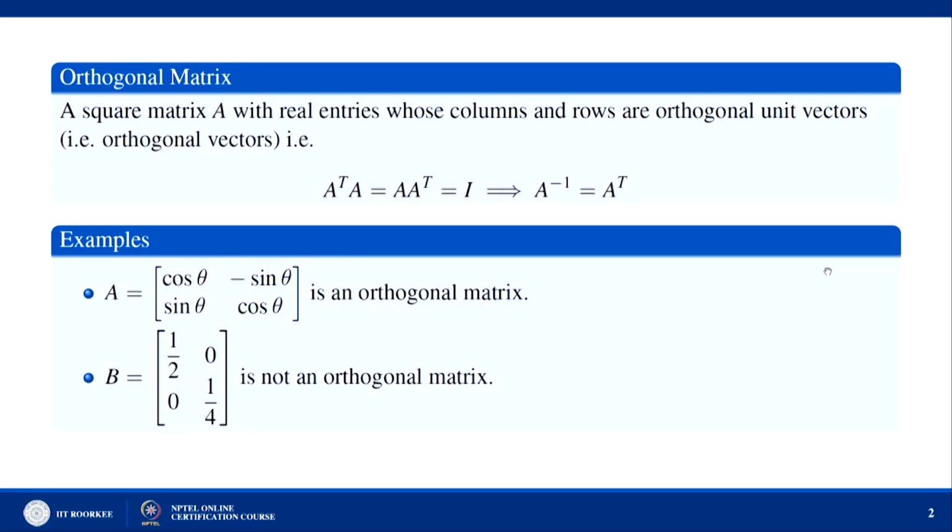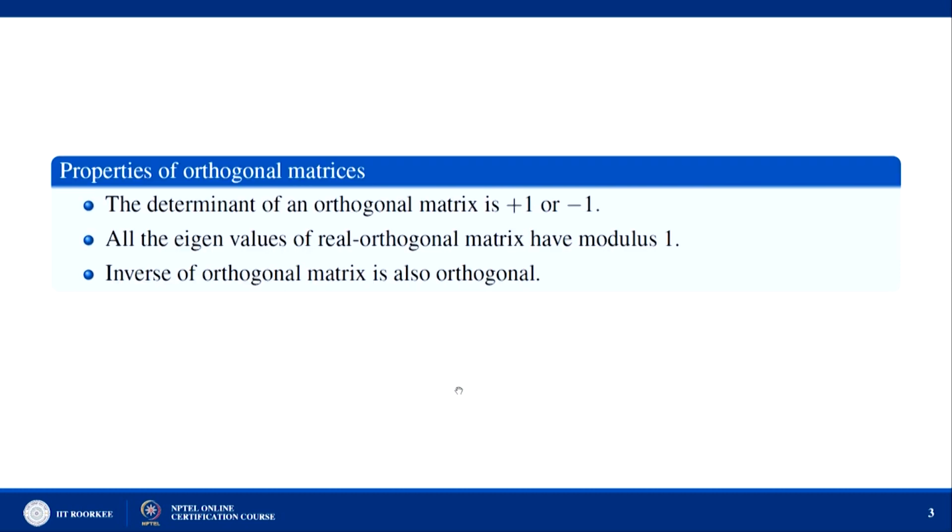However, if you see the second example and take B into B transpose for this matrix, it is not an identity matrix. So, this matrix is not an orthogonal matrix. Now, what are the properties of orthogonal matrix? The first property is the determinant of an orthogonal matrix is either plus 1 or minus 1.